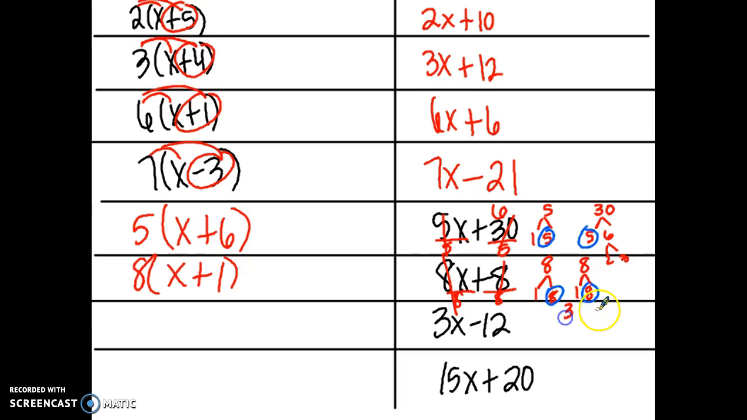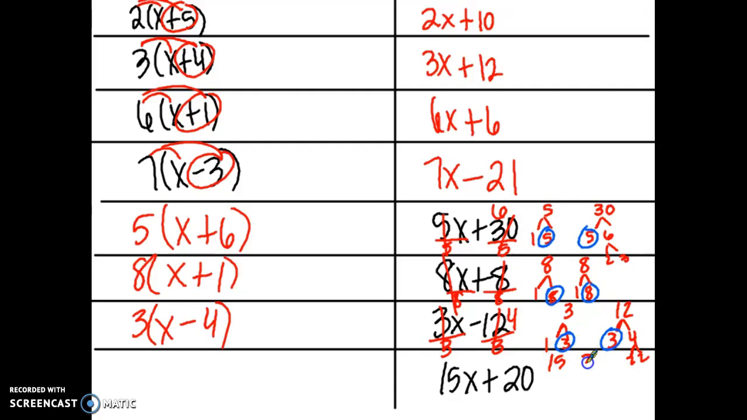3x minus 12. So I'm factoring 3 and 12. 3 will factor by 1 times 3. 12 will factor by 3 times 4. And 4 will factor by 2 times 2. The biggest number, the greatest common factor that these two terms have, is 3. So I'm going to pull 3 out of this expression. 3 divided by 3 is 1. 1 times x is x. 12 divided by 3 is 4. That leaves me with minus 4. So the answer is 3 times x minus 4.